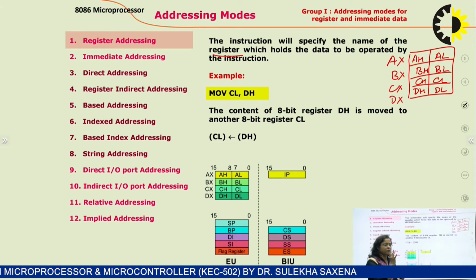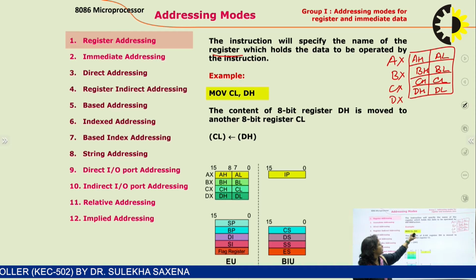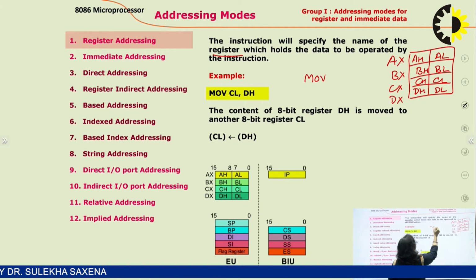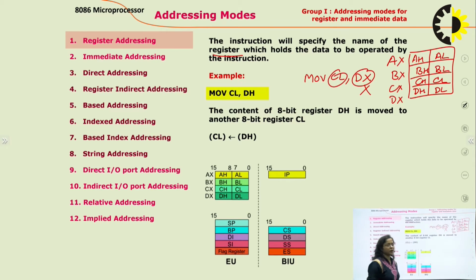The only condition is that both the operands must be of the same size. That is, MOV CL, DH. This instruction copies the content of DH to CL. But if we write MOV CL, DX, this is a wrong instruction, because DX is 16-bit whereas CL is 8-bit. So the only condition is that both the operands must be of the same size.